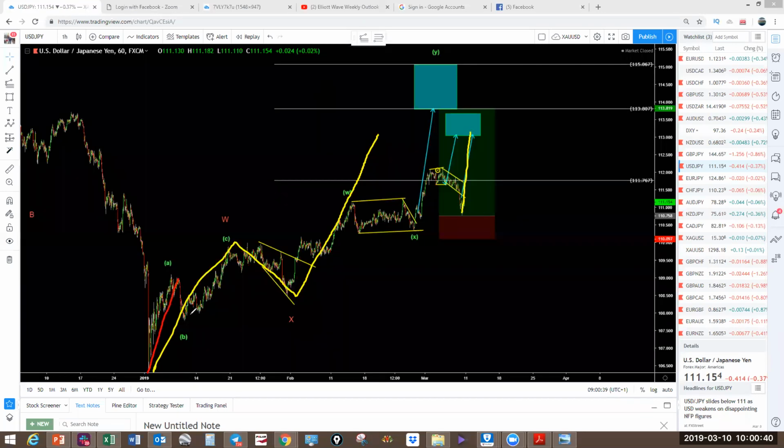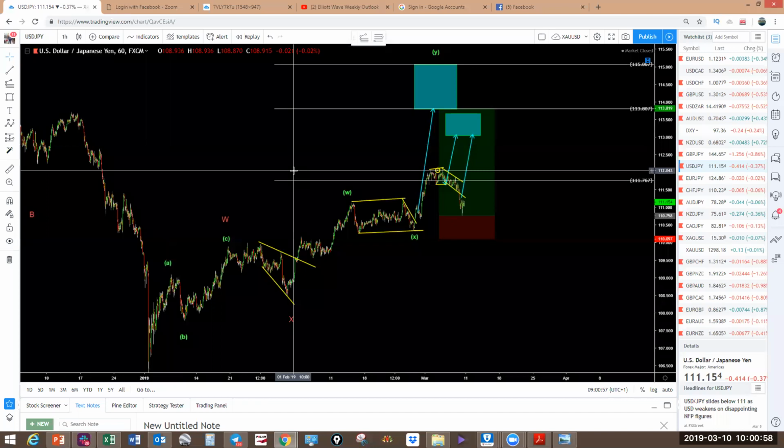Need to separate them. 1, 2, 3, 1, 2, 3, 1, 2, and we're looking for this one to be a 3. And this one is lower degree. It needs to be a 1, a 2, and a 3. So let's see if we're going to get here a corrective structure, a pulse in the corrective structure for upside.